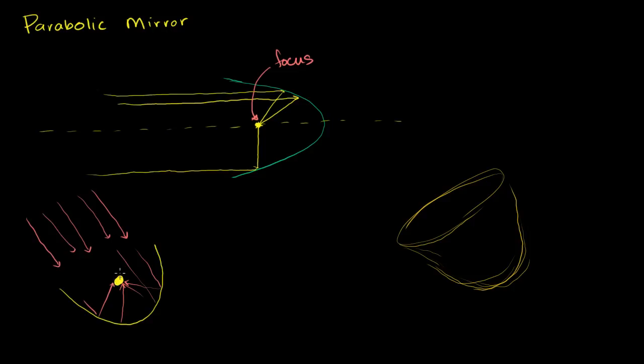Another thing you might want, maybe instead of taking in energy, maybe you want to give out energy so that all of the beams of light are parallel. For example, let's say you have a light for a car.